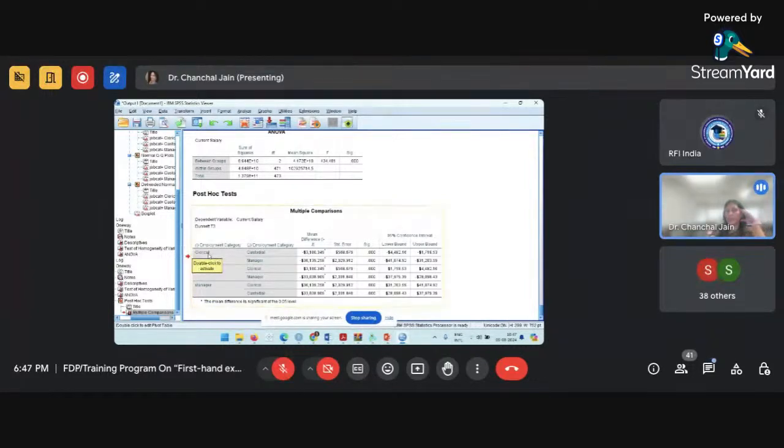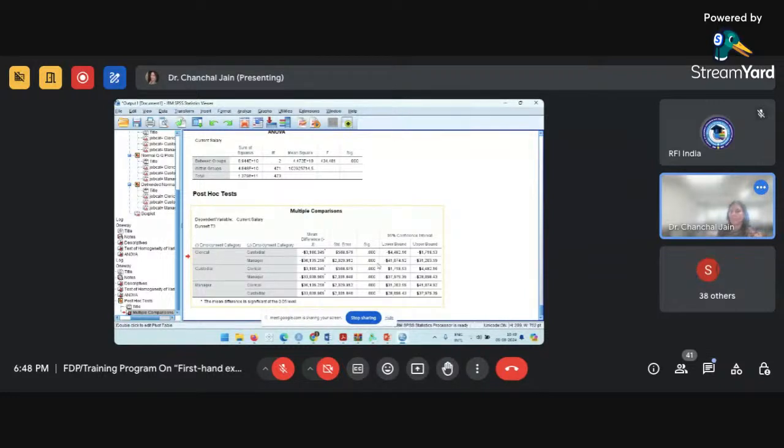So first, when I am comparing the clerical category with the custodial, you can see the significant value is less than 0.05. So this says that there is a significant difference in the mean salaries of clerical and custodial staff. Is it clear? Secondly, when we are comparing clerical and manager category, the significant value is also coming 0.000, which is less than 0.05. So again, we will draw the conclusion that there is a significant difference in the mean salaries of clerical and manager staff. Is it clear?